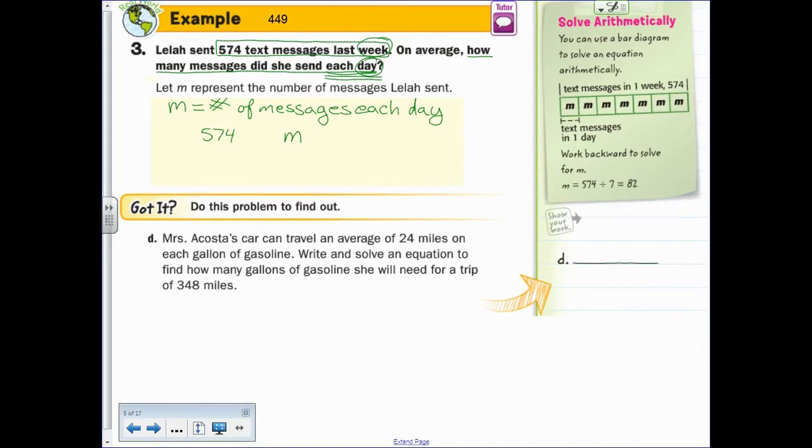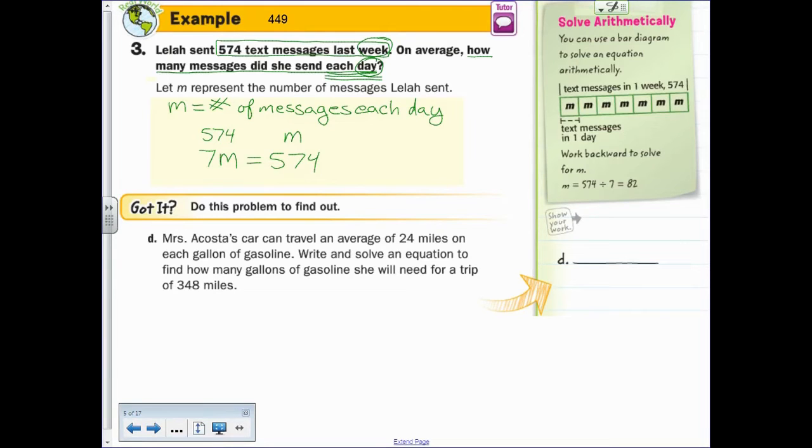Hopefully some of you are thinking, oh, there are 7 days in a week. There are 7 days in a week. If you sent M messages each day and you multiplied that by 7, the number of messages you send each day would give you the total number of messages you send in a week. So 7 times M, 7 days in a week, times M messages per day equals 574 total messages.